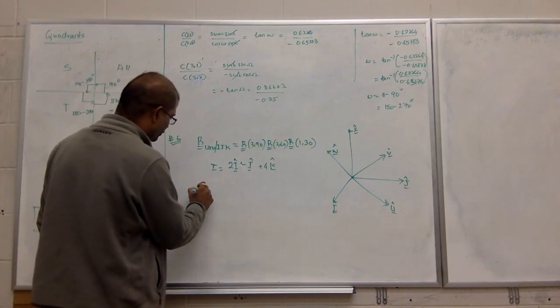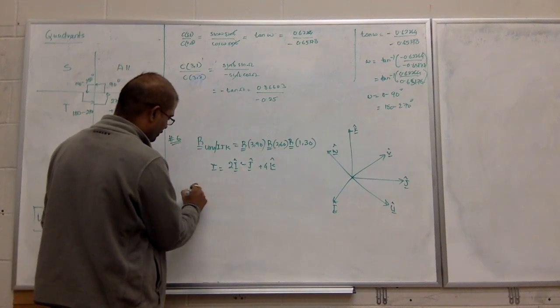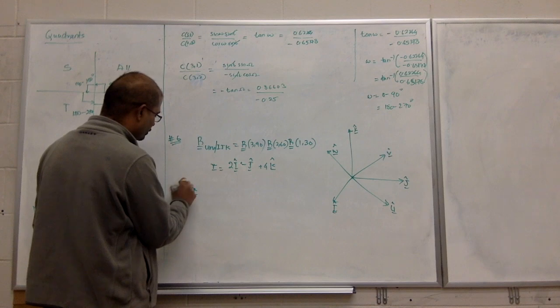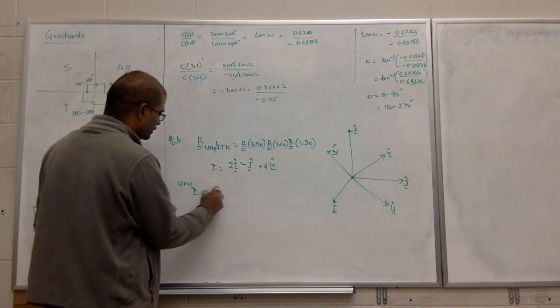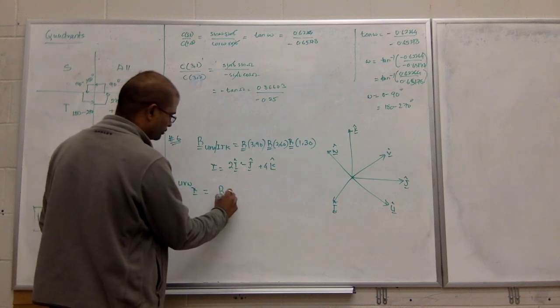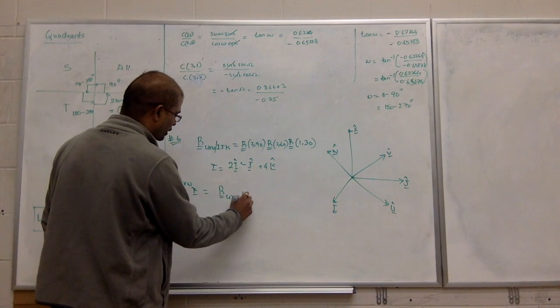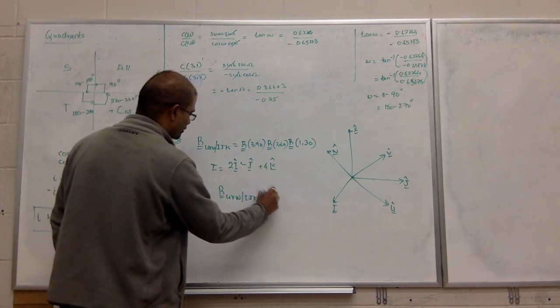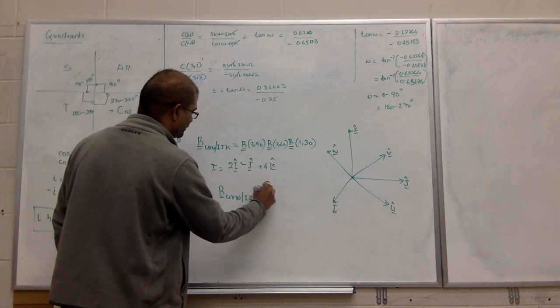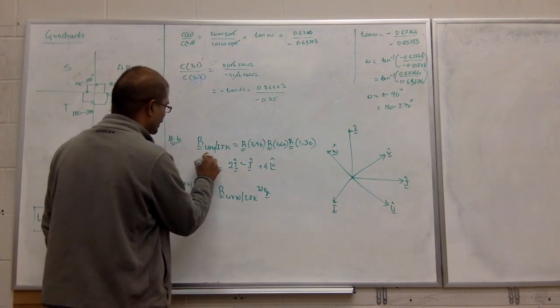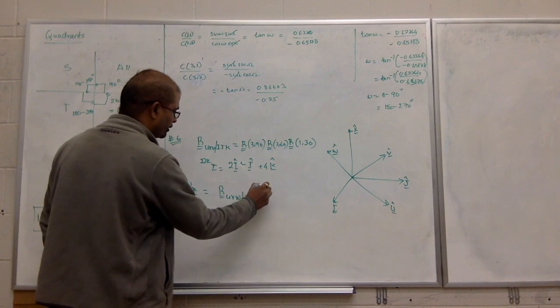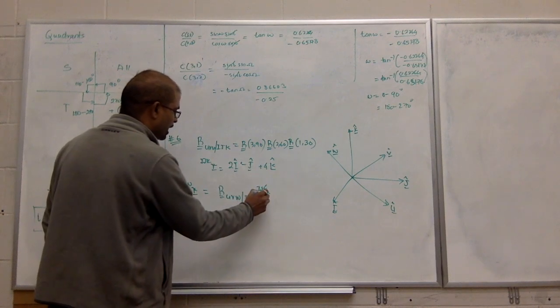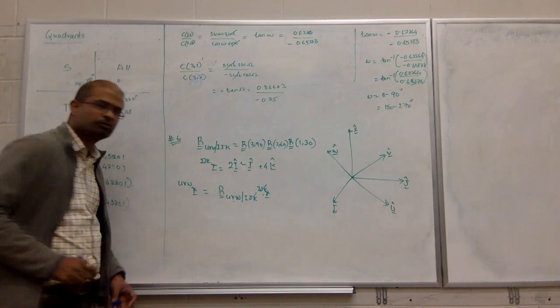So R in UVW is equal to what? R UVW IJK, right? And this is R. This is IJK, right? I told you this, you remember? This will cancel, this will cancel. This R will become UVW.